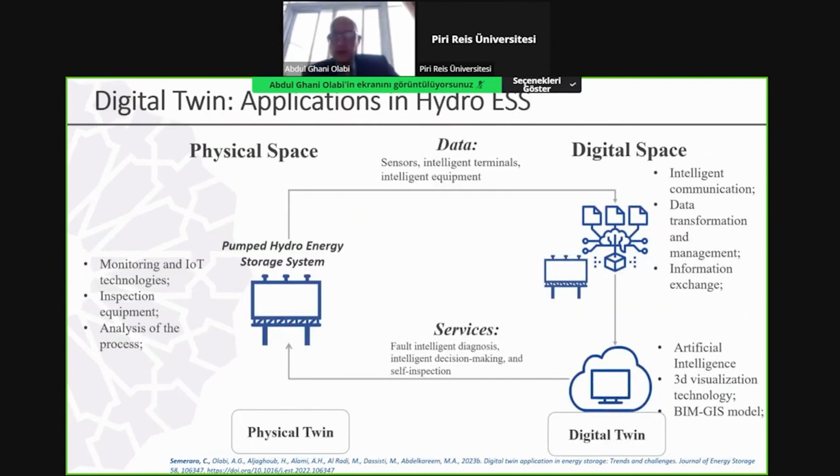We have a digital twin application for energy in general, for example a hydro energy storage system. Again, similar: we have the physical model and the data, which give the virtual model, and here we have the digital twin, which will give us information about, for example, service and intelligent fault diagnosis. We may need information to look at the service of the hydro system, and it will be implemented in the physical system, and again we get this information back to the digital space.